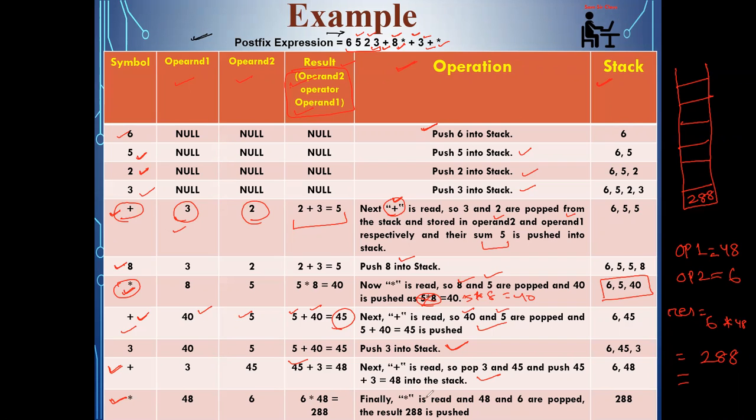And that 288 needs to be pushed into the stack. So same thing you are doing. So finally we are reading multiplication. So 48 and 6 will be popped. That will be stored in 2 operands. And you are doing the operation and finally 288 is pushed into the stack. So once your scanning process is over, meaning your string is over logically, whatever value is present on the stack top, that is going to be the result.